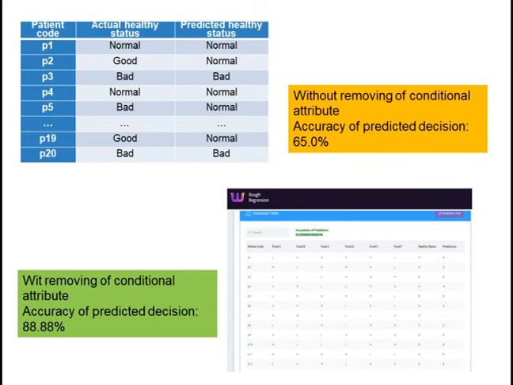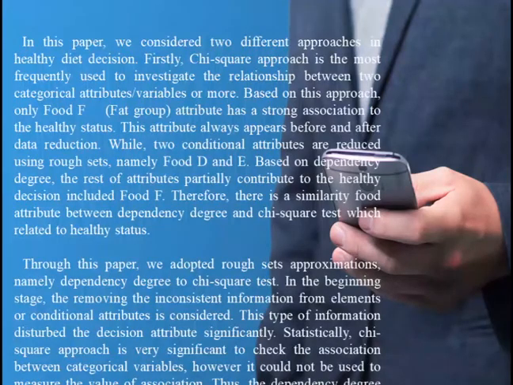What is our conclusion? Here we combine two different approaches, namely rough set and chi-square. Both approaches strongly support each other in analyzing categorical data. Our recommendation here is to please improve your data size, especially in attributes and also objects.